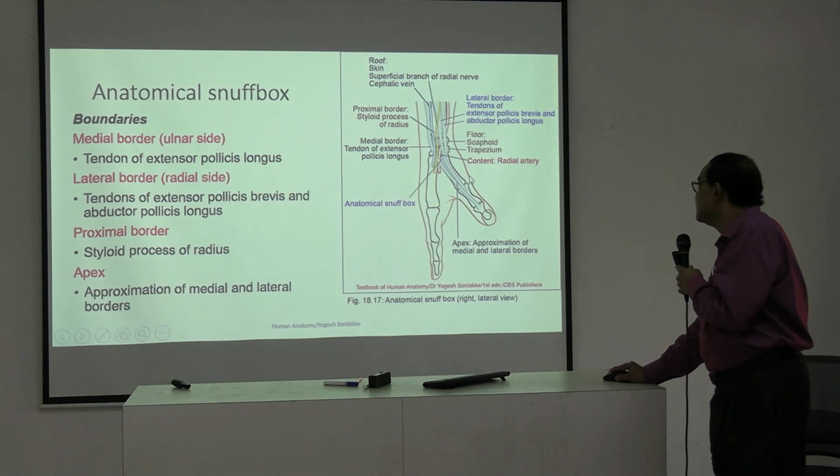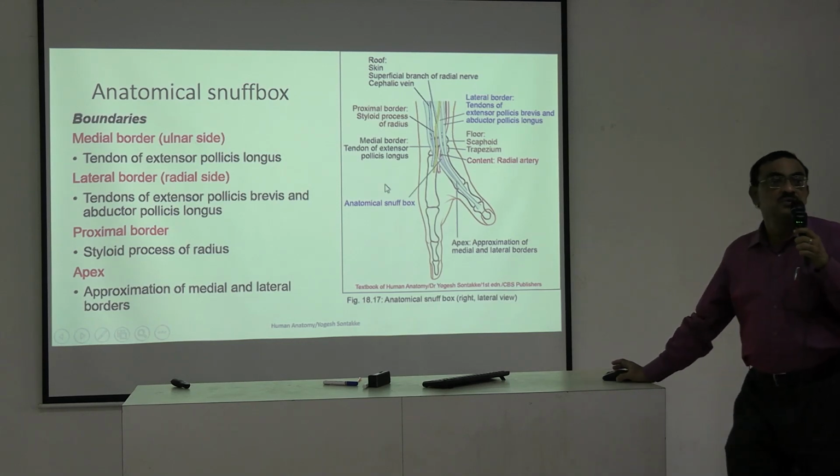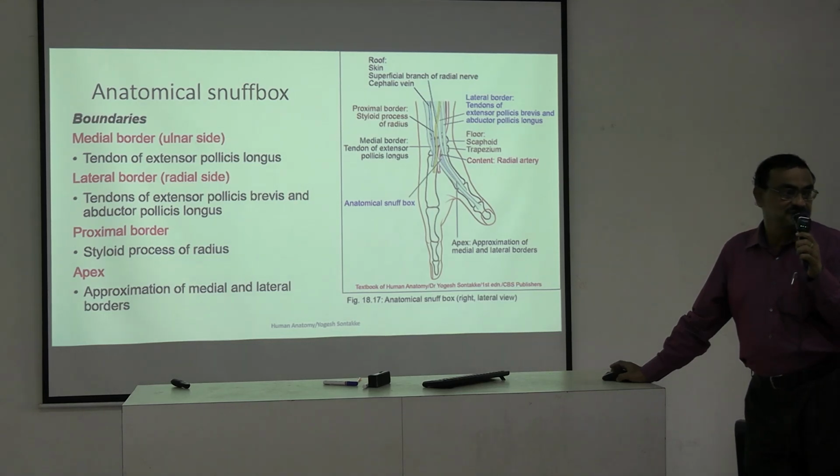Now, this is the anatomical snuff box formed by, on the lateral side, this is the abductor pollicis longus, extensor pollicis brevis, and this is the extensor pollicis longus. So this is the anatomical snuff box. And this anatomical snuff box comes as a short note. Very often it comes as a short note.